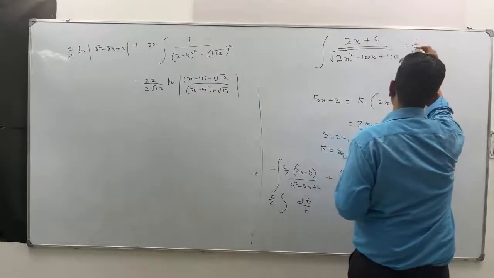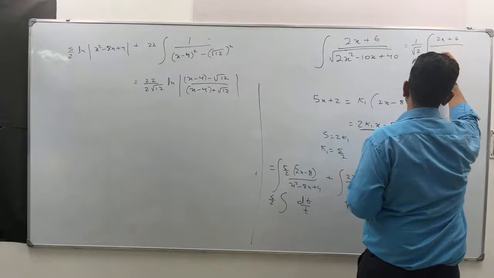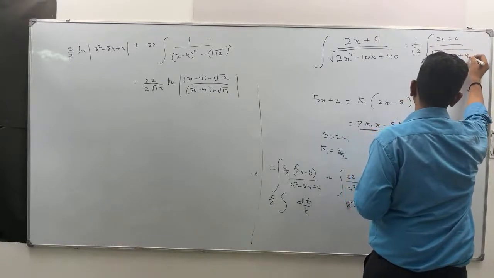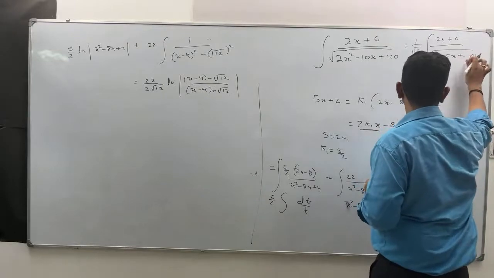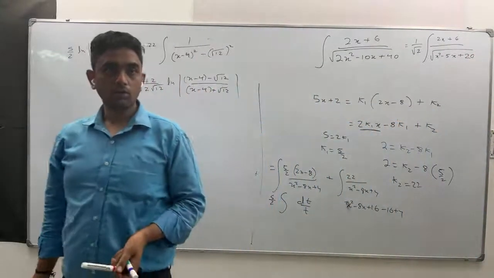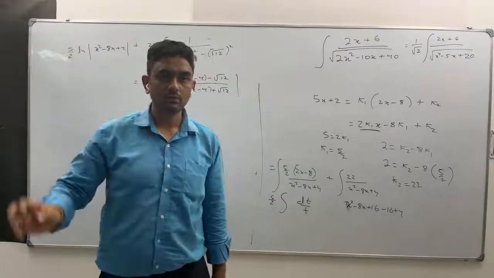Write as 1 by root 2, which you multiply later, times 2x plus 6 divided by root over x square minus 5x plus 20. So whenever x square has some coefficient, just take it out, divide it.